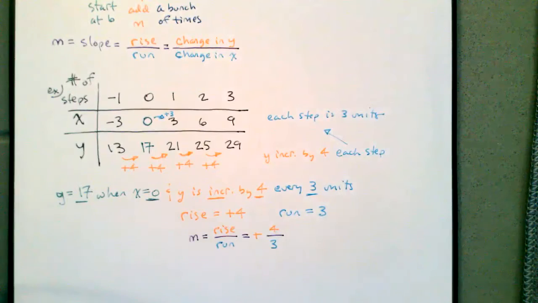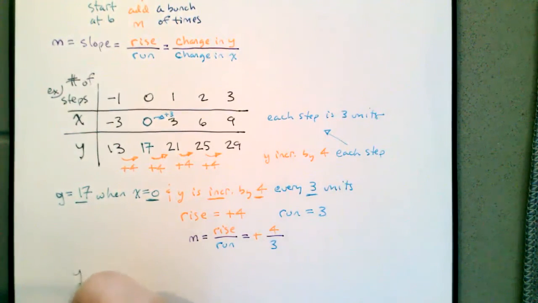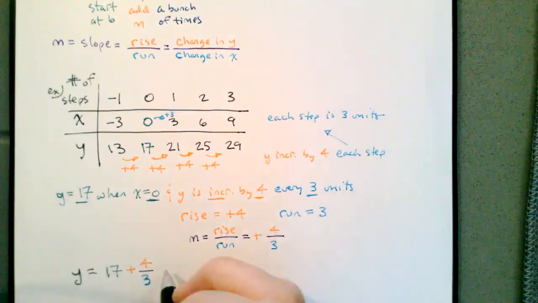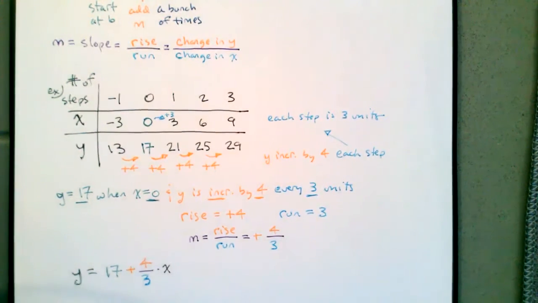So the equation that we could write for this function, we could say y equals, we'll start off at 17 and add 4 every 3 units. And then we add 4/3 a bunch of times. Here's the a bunch of times. We multiply by x.